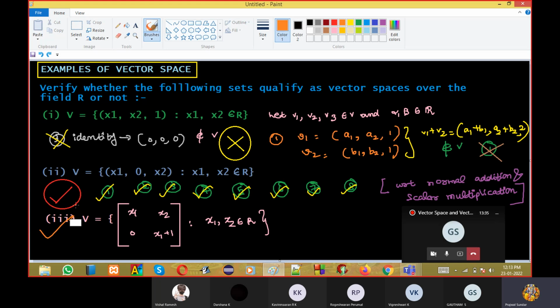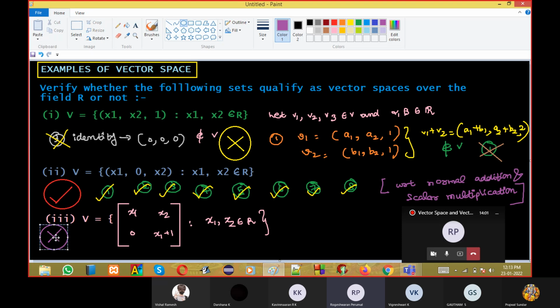This question, anyone got the answer? Does anyone want an explanation for the second question, because it is a very direct question? One explanation I'll give: all 8 conditions will be satisfied. Anyone want an explanation? Third is not a vector space. Can you give me the reason why it's not a vector space?